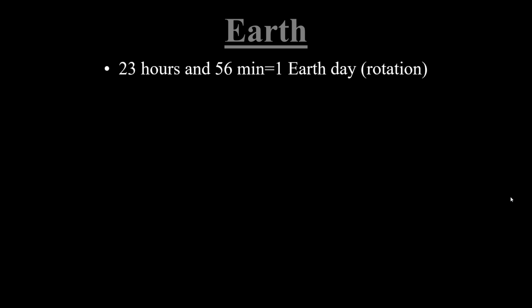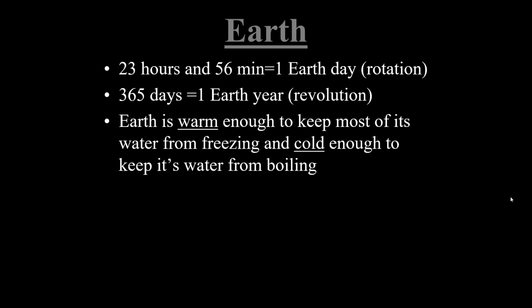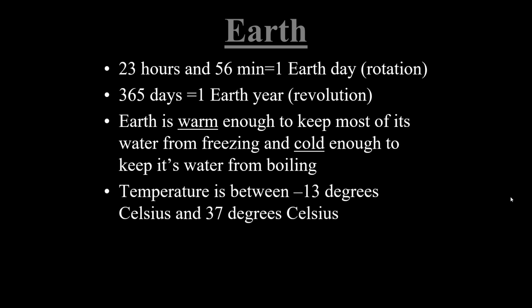Earth. 23 hours and 56 minutes, 1 Earth day rotation. 365 days, 1 Earth year revolution. The Earth is warm enough to keep most of its water from freezing and cold enough to keep its water from boiling. This means Earth has a moderate temperature. Temperature is between 13 degrees Celsius and 37 degrees Celsius.